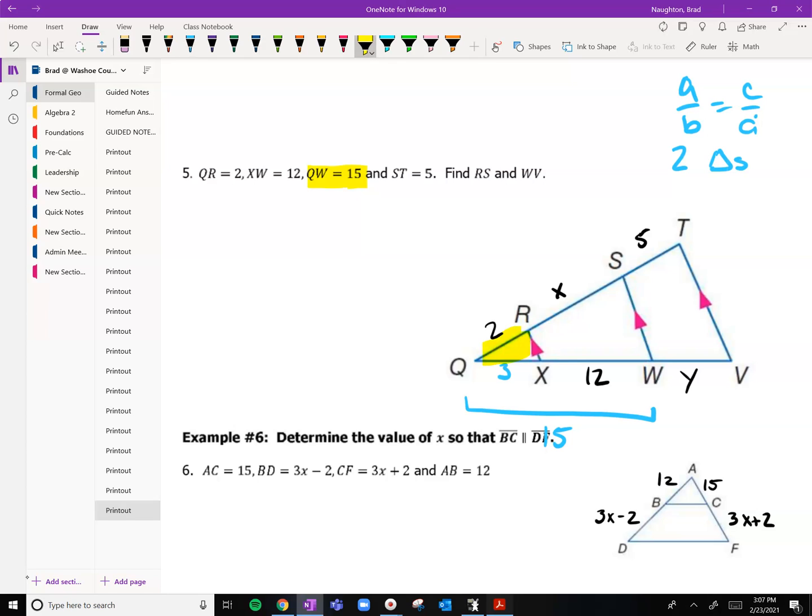So 1, 2, 3. I meant to make this one an orange.